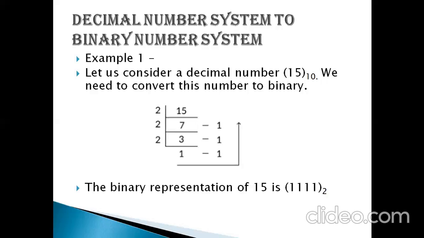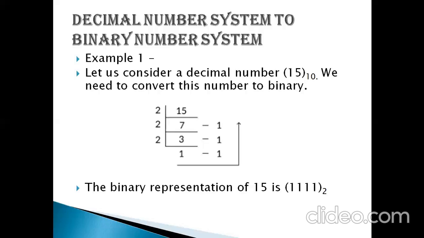Then we have to divide again 7 by 2. So 7 when divided by 2 gives 3 as quotient and 1 as remainder. Then we have to again divide this 3 by 2. This gives us 1 as quotient and 1 as remainder. Then we have to write the numbers in a reverse fashion. You have to follow the arrow. So the binary representation is 1, 1, 1, 1 and base is 2. So follow the arrow. We have to write the last one first and the first one at the last.